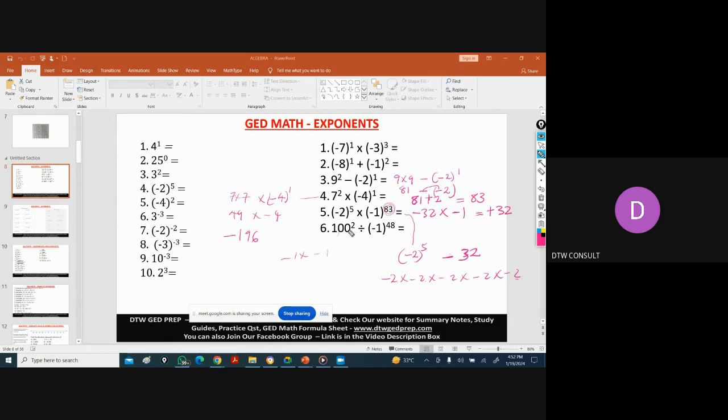Okay? Look at this now. This is 100 square. So that is 100 times 100, right? And that is 10,000. And it says divided by negative 1 raised to the power 48. So you can see here, this is an even number. So it means our final answer will be positive. If it's an even number, it's going to be a positive. If it's an odd number, it will be a negative. That's when you multiply all the negatives together. If the power is odd, it will be negative. If the power is even, it will be positive. All right? So here, we now have a positive 1. So our final answer here is 10,000.